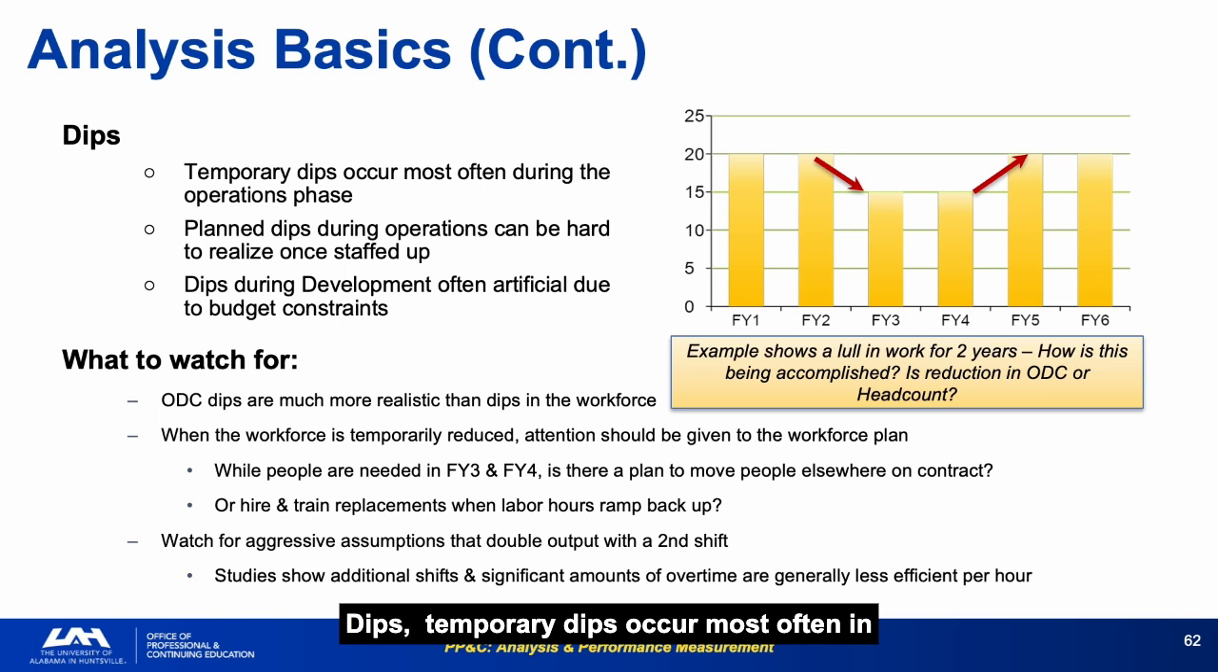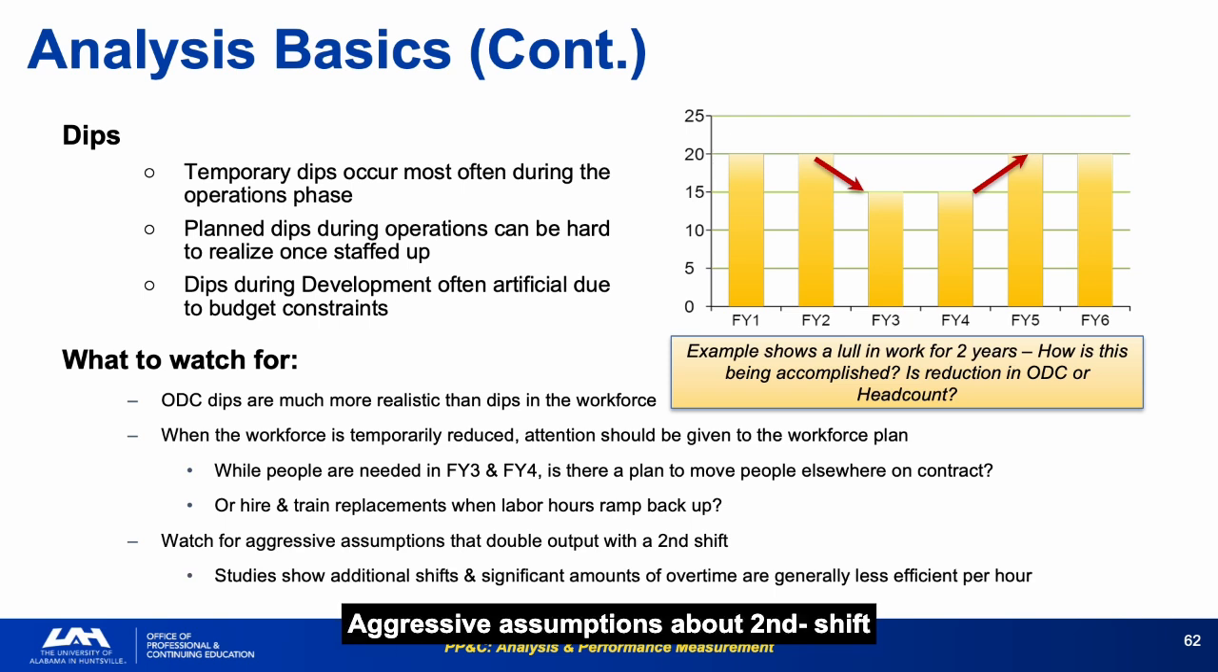Dips. Temporary dips occur most often in the operations phase. Planned dips during development are often artificial, imposed by budget constraints rather than by the actual work plan. ODC dips are much more realistic than workforce dips because you can stop buying equipment while keeping people. Planned workforce reductions require someone to actually terminate or move employees. The key question when a dip appears is this: ODC or headcount? If headcount, where are those people going and how do you plan to bring them back when needed?